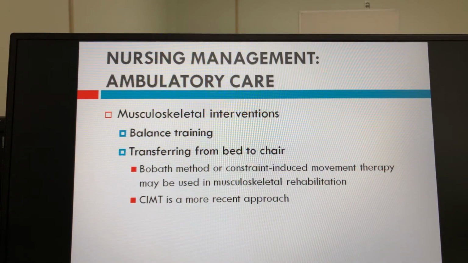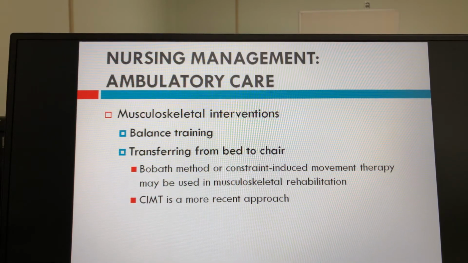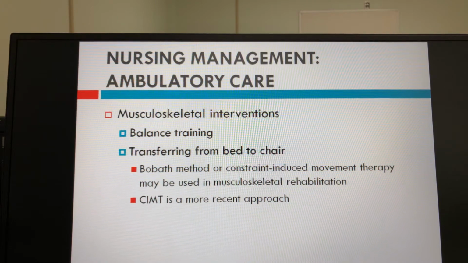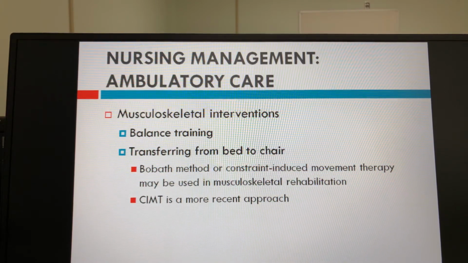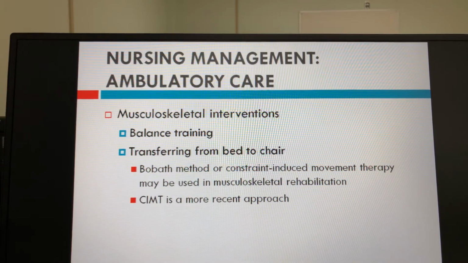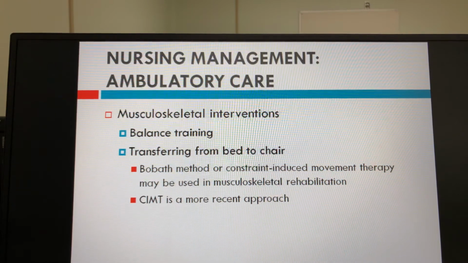They need to incorporate physical therapy activities into the daily routine of the patient. And they need to sometimes provide additional practice and repetition of those rehabilitation efforts.